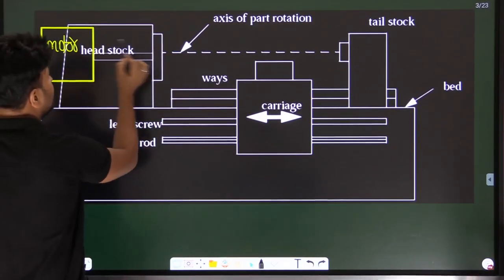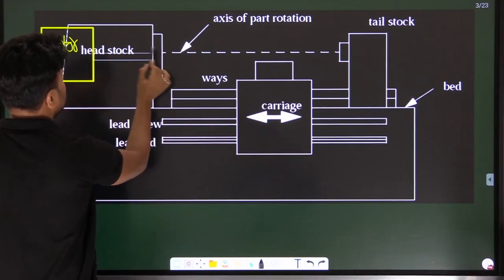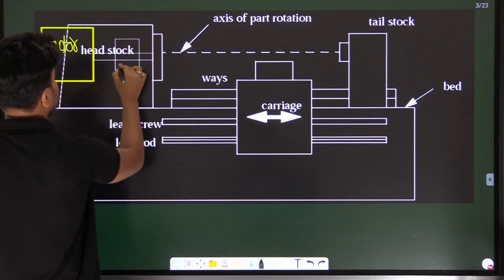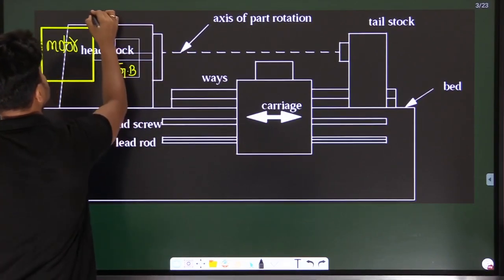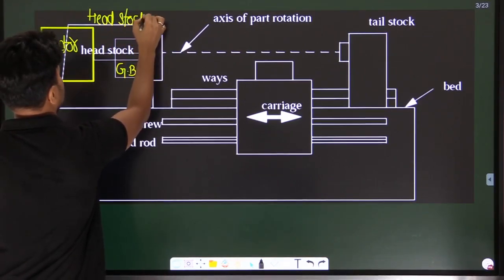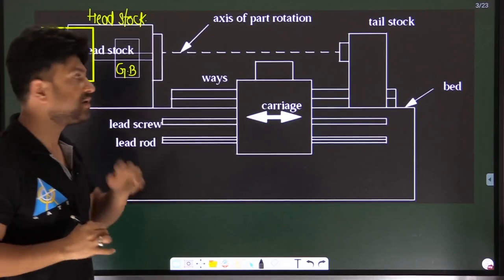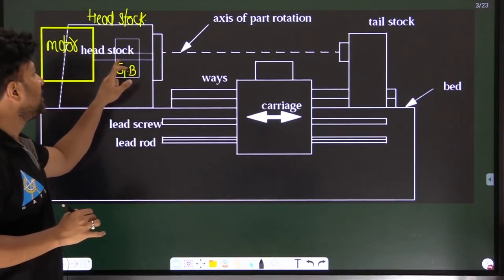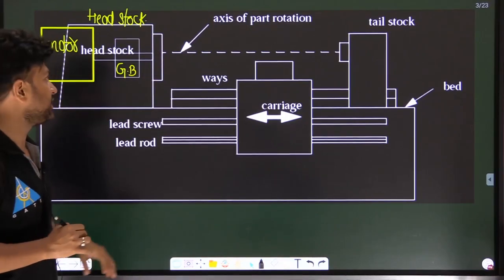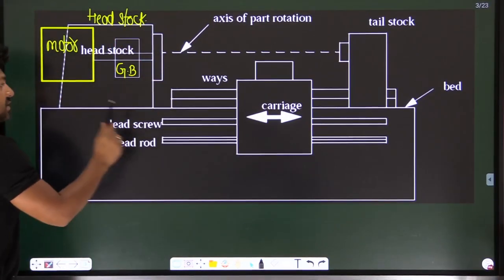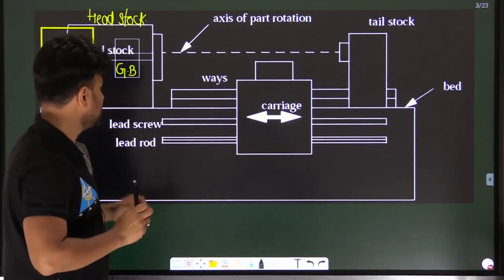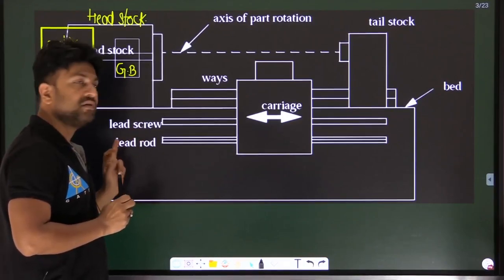In between the motor and the chuck, there will be a gearbox. So this is all about your headstock, where the main components are there: a motor, then a gearbox, and through the gearbox, a spindle is connected to the chuck, that is the work holding device. Now, this is your carriage which will move linearly on the basis of the rotation of the lead screw and lead rod.